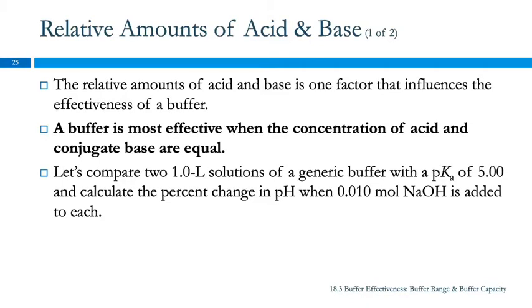The relative amounts of acid and base is one of the factors that influences how effective the buffer is. So the buffer will be most effective when the concentrations of those are equal. We're going to look at two 1 liter solutions of a generic buffer that has a pKa of 5, and we're going to calculate the percent change in pH when 0.01 moles of sodium hydroxide is added to each.